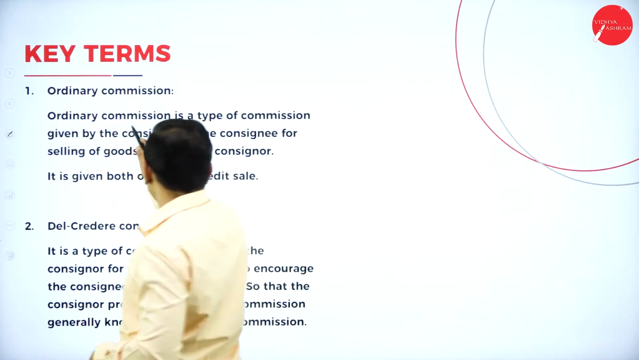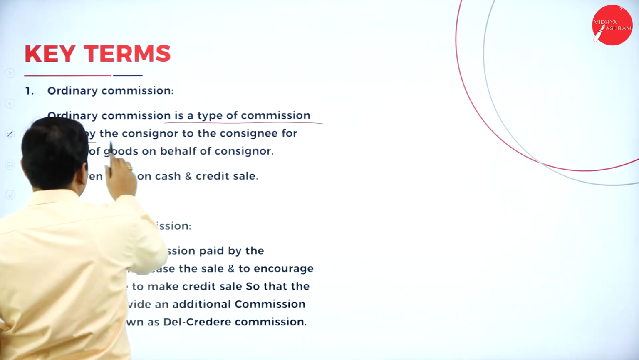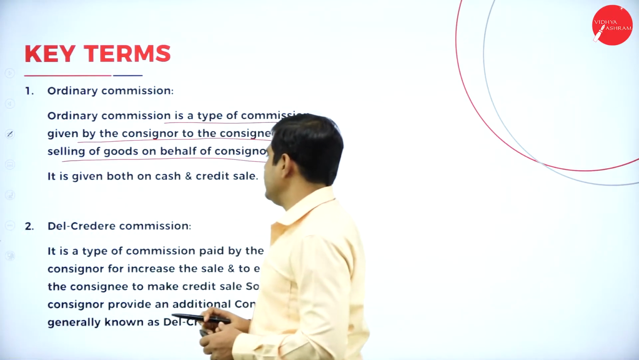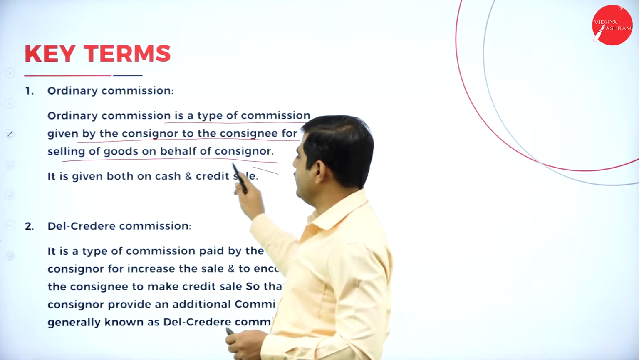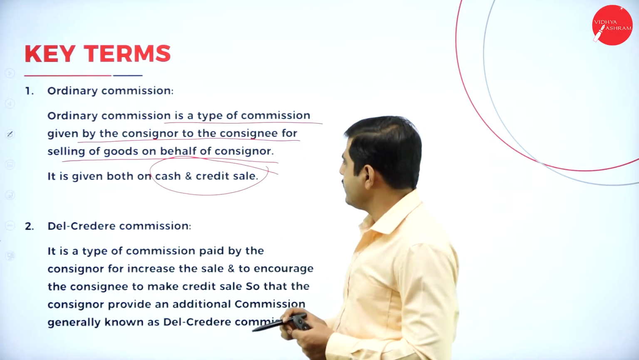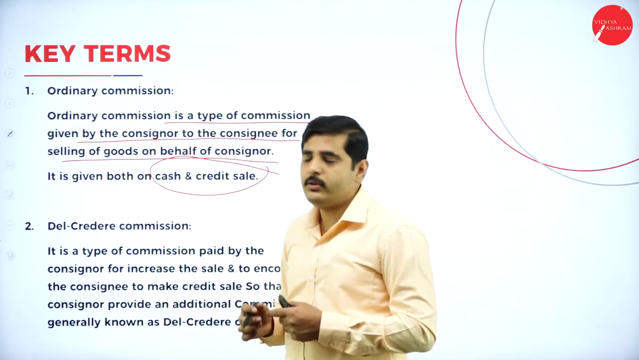So here, ordinary commission is a type of commission given by the consignor to the consignee for selling the goods on behalf of the consignor. It is given on both cash and credit basis. So ordinary commission can be given on cash and credit basis. So for bulk orders, they have to pay some commission.